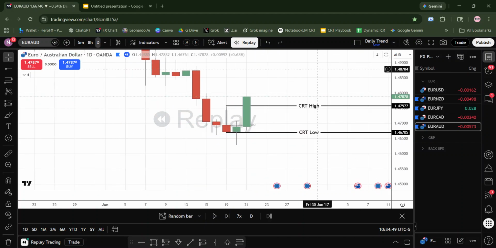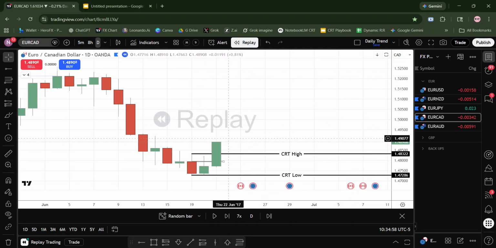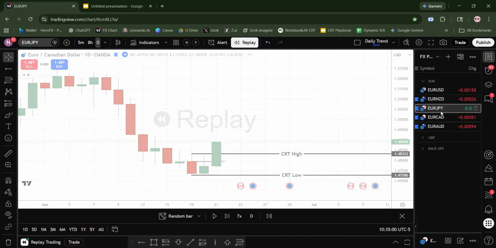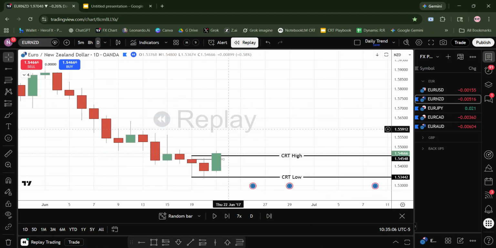Bullish on that one though, and bullish on that one. So just for the sake of the video, let's see how they turn out. I'm not going to go over entries. This is just what to look for. Once again, I'm looking for a candle 4 right here. I'm looking for a candle 4 for Thursday. I'm looking for a candle 3 on Thursday for Euro Yen. And I'm looking for a candle 4 on Thursday of Euro New Zealand.